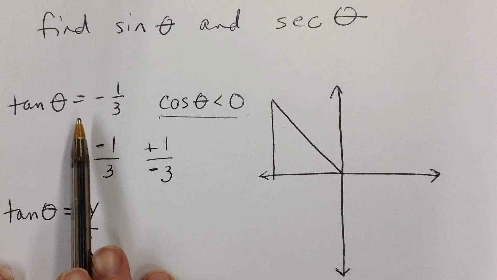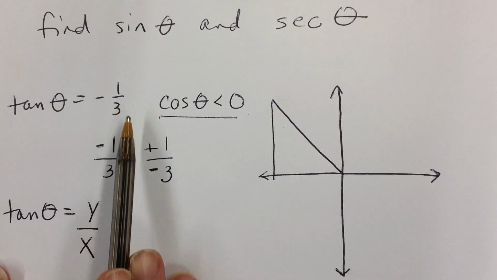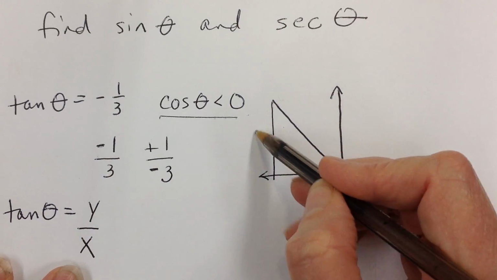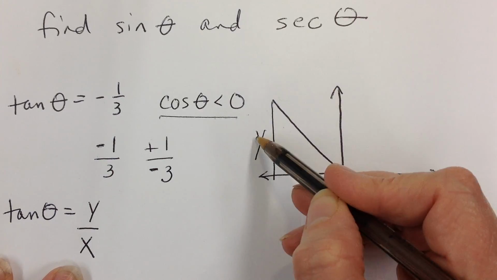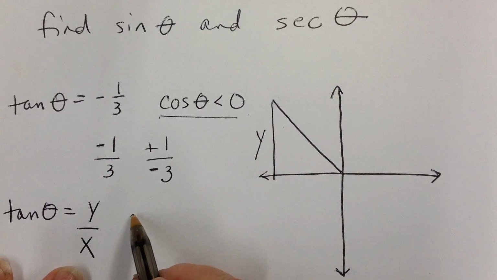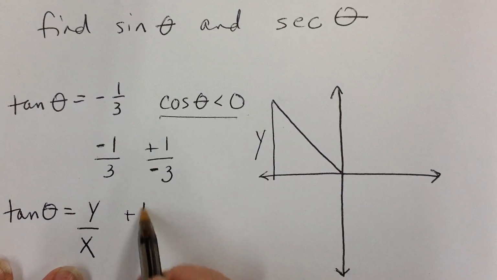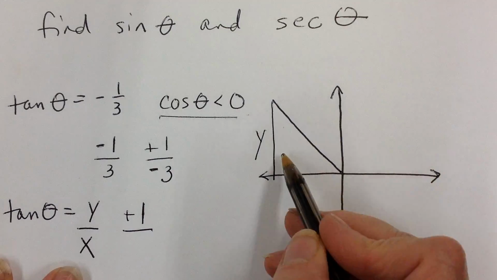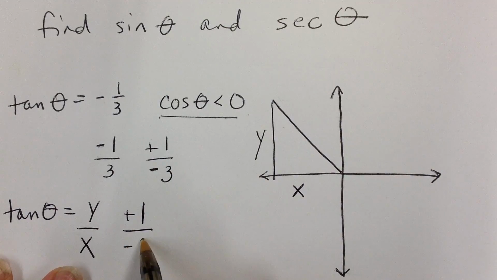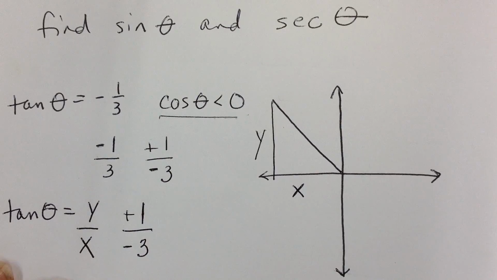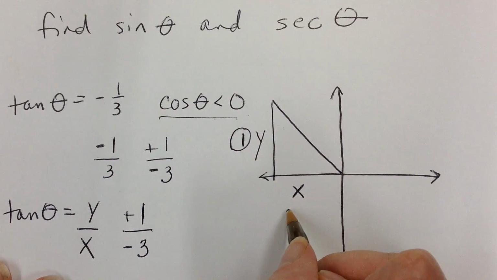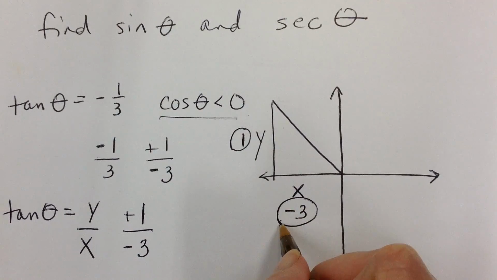So if tangent is negative 1/3, tangent is y over x, okay? Now here my y in the second quadrant is positive, so therefore my y will be my positive 1, and my x is negative in quadrant 2, therefore the x carries the negative 3, okay? So y is positive 1, x is negative 3.